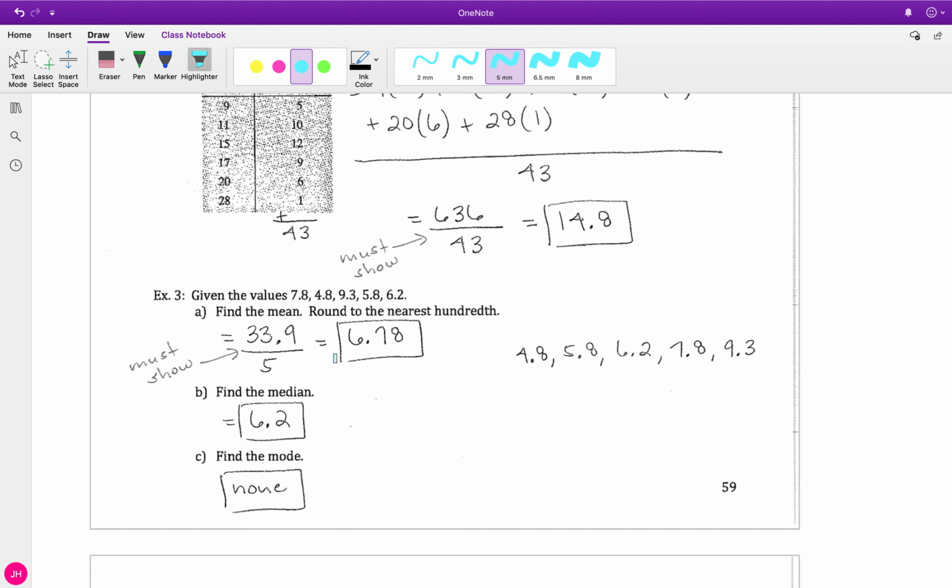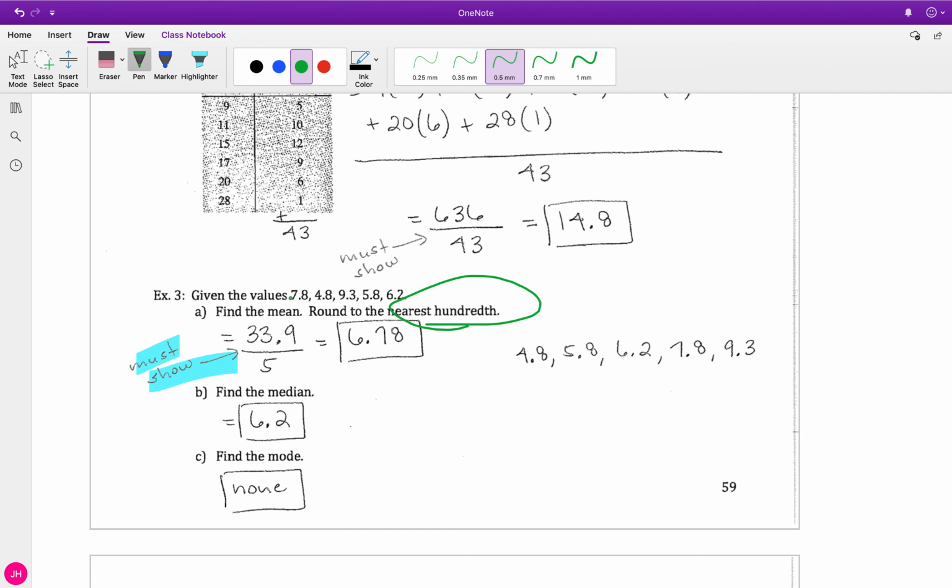Right, so hopefully you've done it. I'm going to add up these 5 numbers and then divide by 1, 2, 3, 4, 5. Kind of gave that away because I said 5 numbers. Remember, you must show the work. And it wanted me to round to the nearest hundredth place. That is 2 decimal places. So that gave me 6.78.